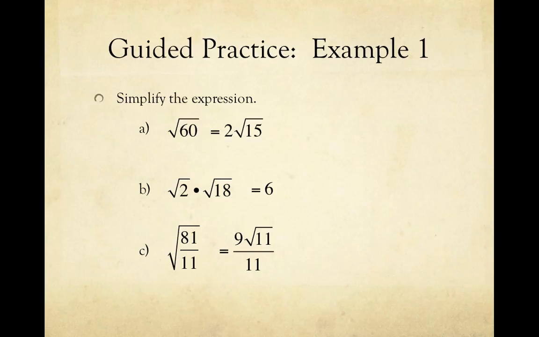In B, if we combine the square root of 2 times the square root of 18 to make it the square root of 36 first, then we can simply take the square root of that to get 6 as our final answer. And in C, if we take the square root of the 81 on top over the square root of the 11 on the bottom, then we need to rationalize our denominator by multiplying top and bottom by the square root of 11. And that ends up giving us 9 square root of 11 over 11.